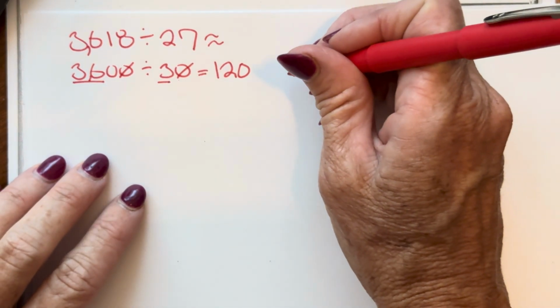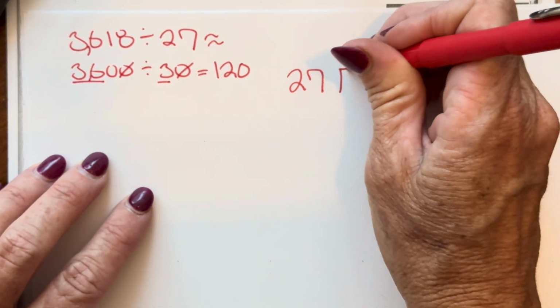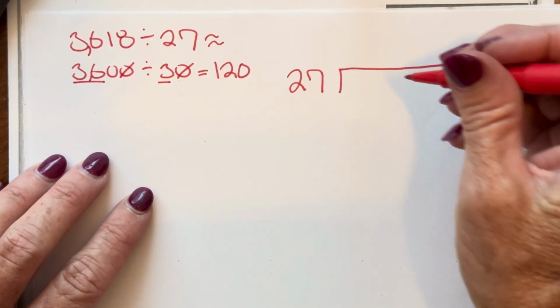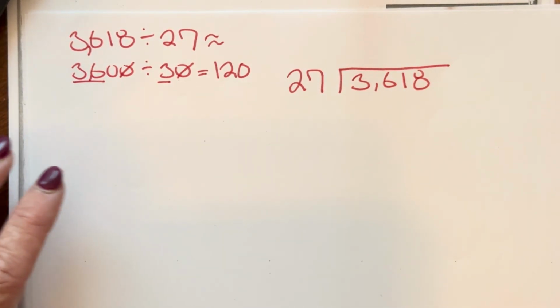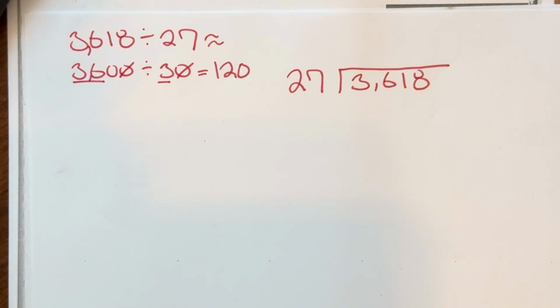So I'm going to set this up. My divisor, which is how big my groups are going to be, is going to go outside. My dividend is the number I have, is going to go in. I'm sorry, yes, my dividend is going to go inside. And then I'm going to get started.